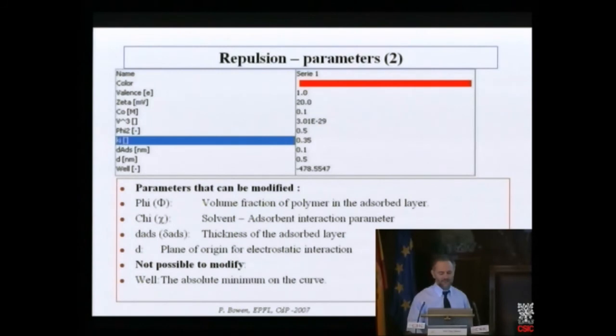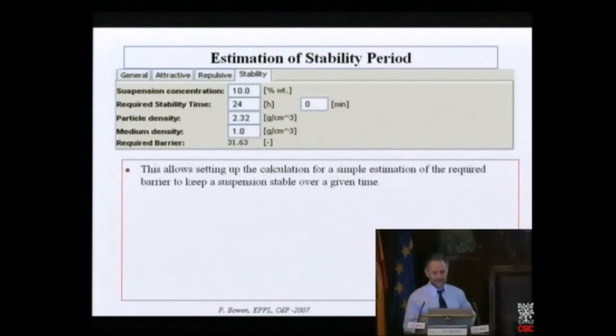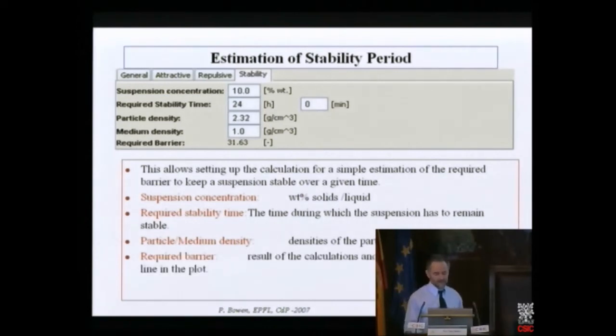So then there are a couple of things you can't modify, like the well, which is the absolute minimum on the curve, and the numerical points are following this program. There's also an estimation of the stability period. This allows a calculation, like I said, for the formation of doublets. So you need the suspension concentration, the time you need it to be stable, 24 hours or 1 hour, particle medium density, and the required barrier is shown on the plot. So I'll run through just one little example before I go to the program.